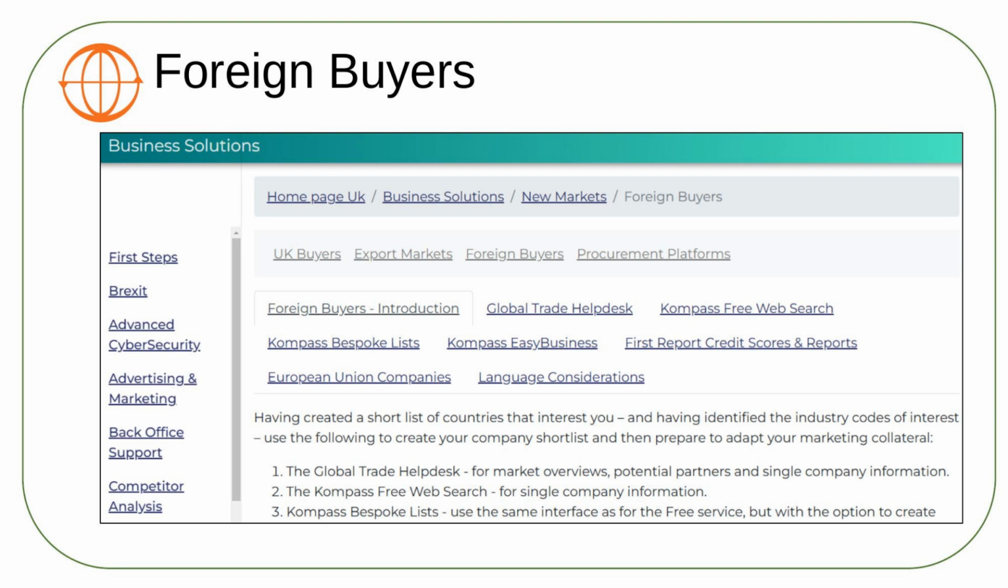If you already have the name and are just looking for the contact details of a few companies, then by all means use the Compass free web search facility. However, to draw up significant lists of potential targets, it is likely that you will need the commercial services of Global Trade Help Desk or Compass Easy Business. With these services, you can search for companies with specific details, such as not just being buyers of particular goods or services, but also by size of company. They will provide contact details.